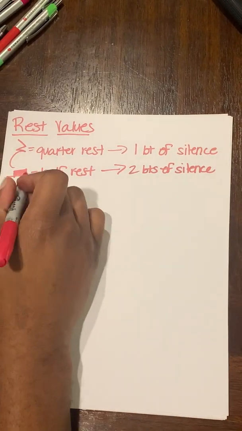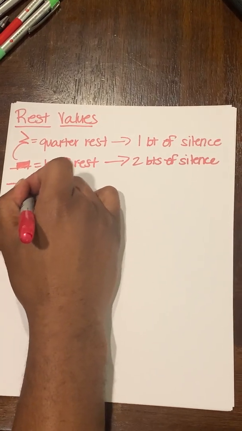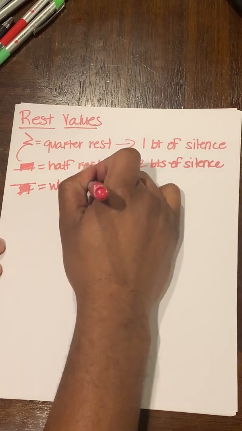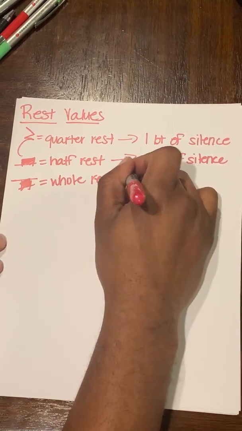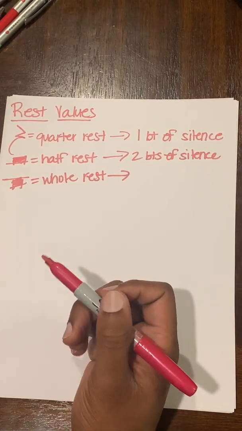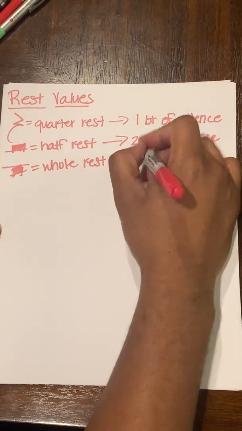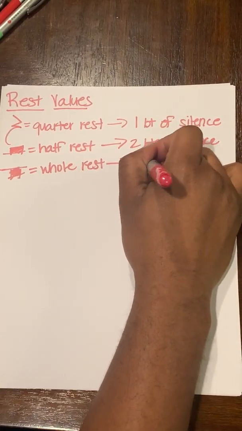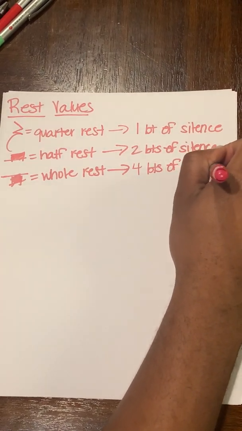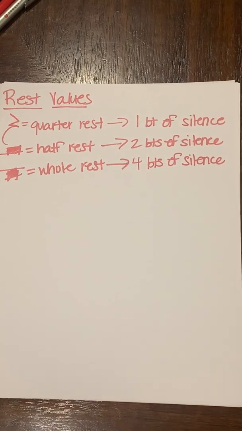Okay. And the last rest that we will learn today is the whole rest. It is the opposite of the whole note. So if the whole note receives 4 beats of sound, the whole rest receives 4 beats of silence. All right. Now let's put this into practice.